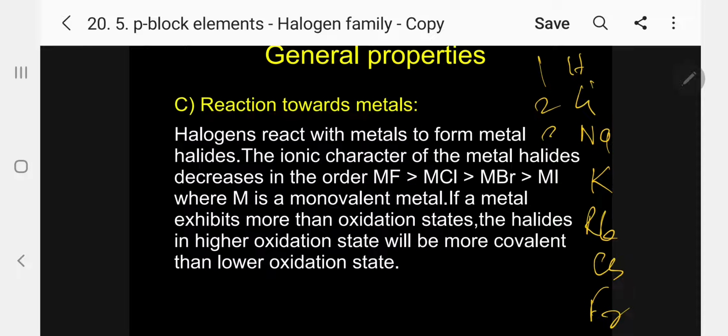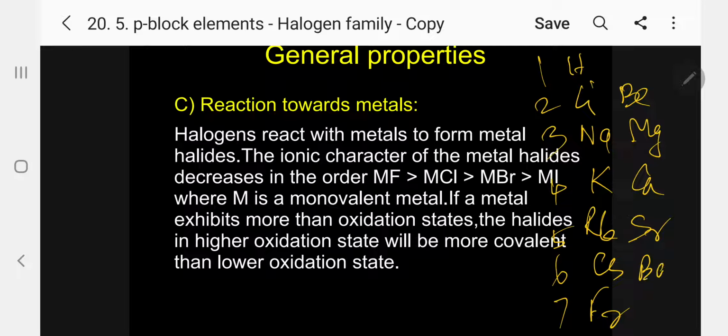So there are 1, 2, 3, 4, 5, 6, 7 periods. Starting from the second, the alkaline earth metals: there is none in the first period. Second period onwards are beryllium, magnesium, calcium, strontium, barium, and radium. So these are the metals. This is alkali metal, this is alkaline earth metal. Kindly follow. First one is monovalent, second is bivalent. These metals normally react with halogens because one is more positive, the other more negative. They will always form ionic compounds.